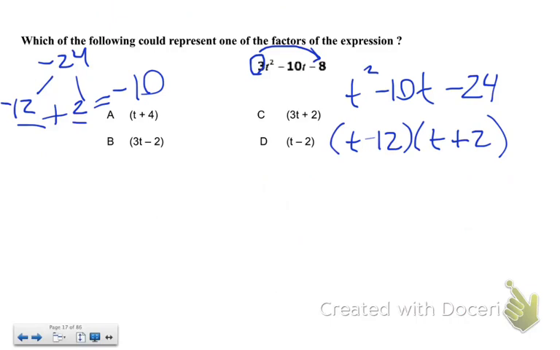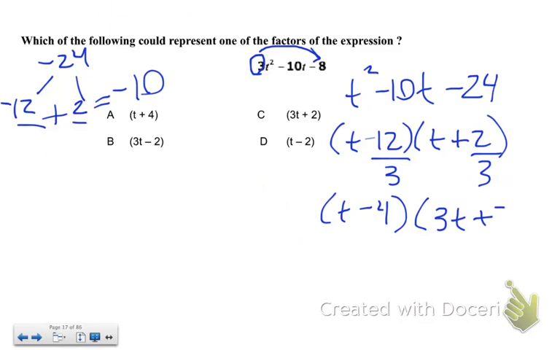But be careful because you slid the 3, so now you have to divide by 3. 12 divided by 3 becomes t minus 4, and then bottoms up, this becomes 3t plus 2. So it is C, not A, because that's t plus 4. Okay, remember, even though we get 2 factors, because it's multiple choice, only one of them is going to be an answer choice.